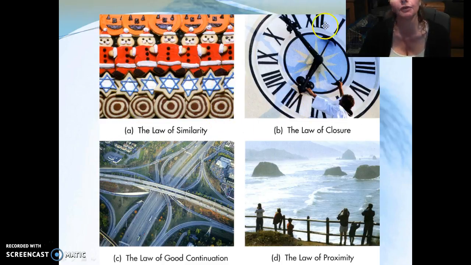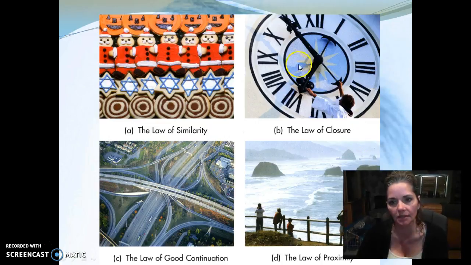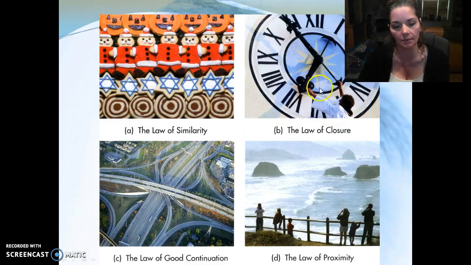We also see a full clock here. I'm going to move this. And that's the law of closure. Even though we really don't see the full circle, in our minds we understand it to be a circle. Here we see the law of continuity, or continuation, where we see freeways. Could you imagine if we only saw it in bits and pieces as we're driving on the road? Instead, we see it as one sequential, continuous freeway.